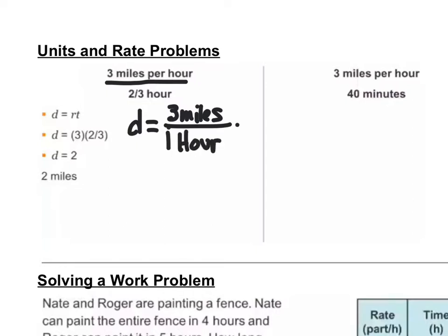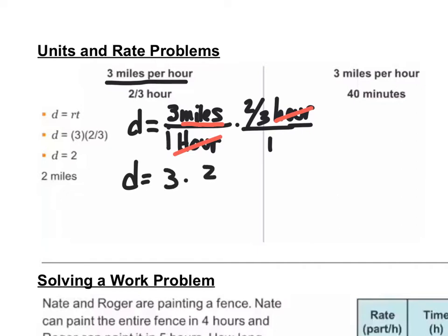And I multiply that by 2/3 of an hour over 1. And when I do that, my units divide out. If I take hours and divide it by hours, I get nothing, and I'm left with a measure of miles. So my distance is equal to 3 times 2/3. My 3's divide out, and you're left with 2 miles.